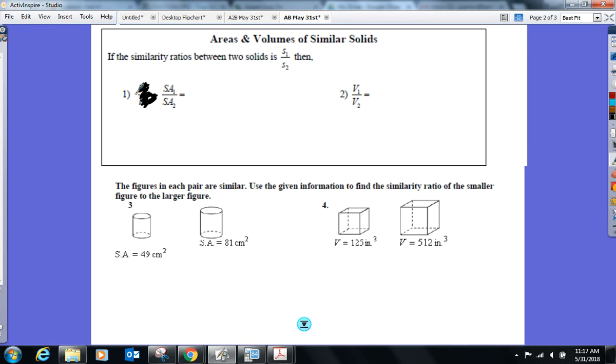Okay, here we go. If you know the similarity ratio, the ratio of two sides, you also know the ratio of their surface areas. They're not equal. The ratio of the sides, S1 over S2, is not equal to the surface area ratio. How do you think you fix it? Surface area.